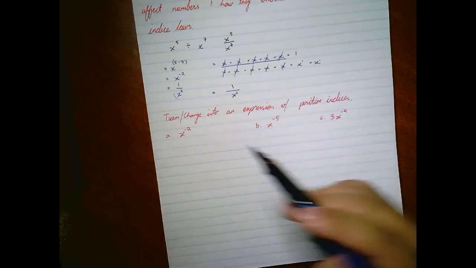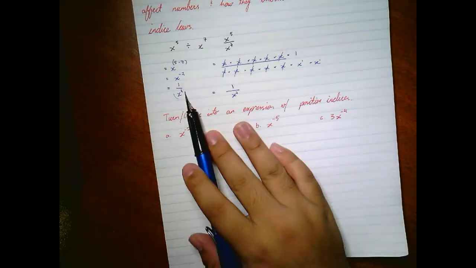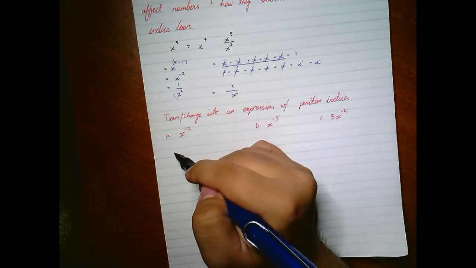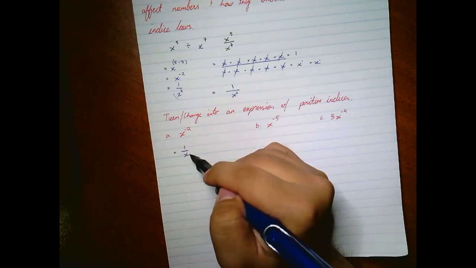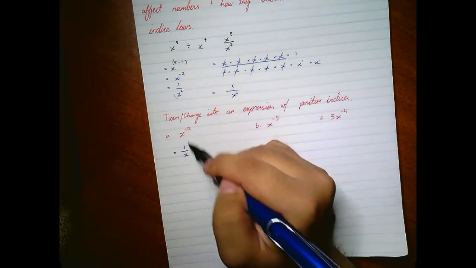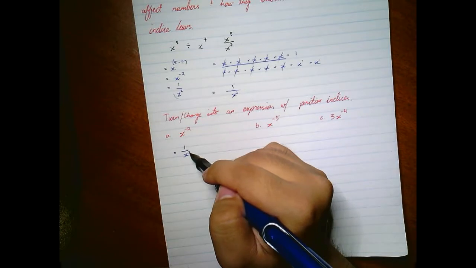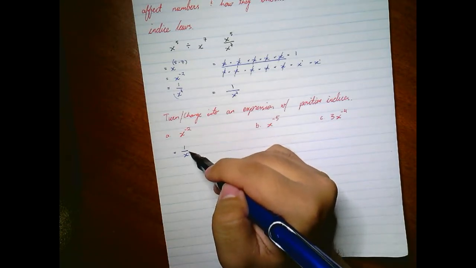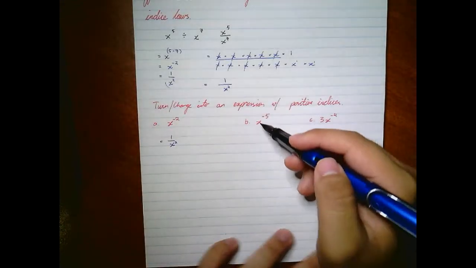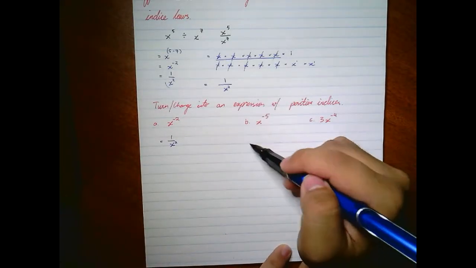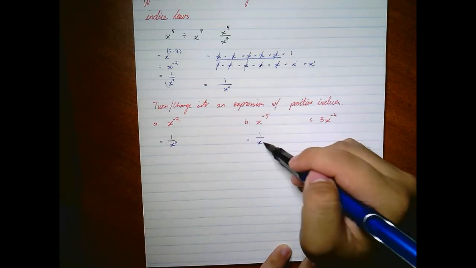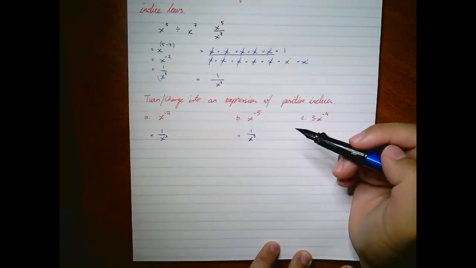Okay, so now we already seen the answer for this. Anything with a negative index will become 1 over the base raised to the power of what it was as a negative. So if it's a 2, it becomes a positive 2. Similarly with this one, if this is a 5, this one will become 1 over x to the 5.